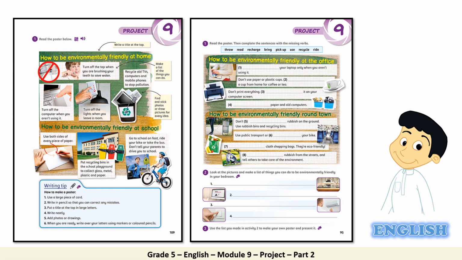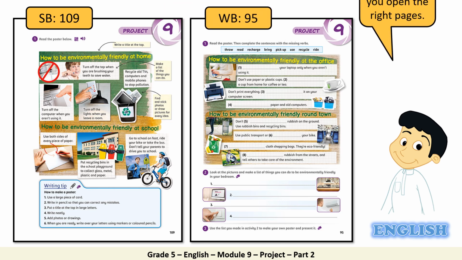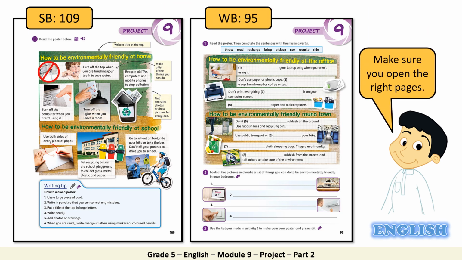For our lesson today, we will be looking at Student Book page 109 and Workbook page 95. Make sure you open the right pages.